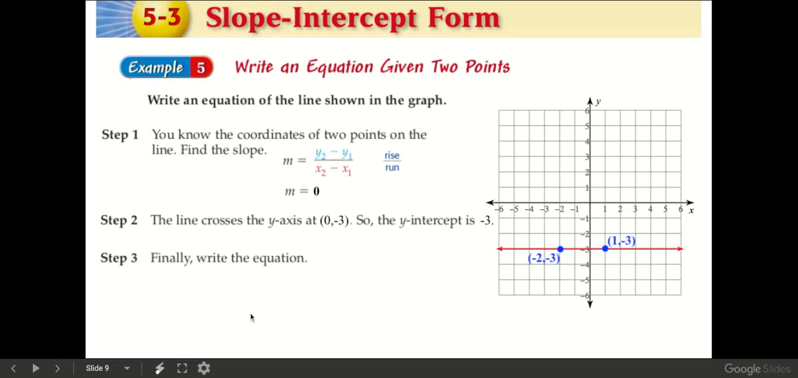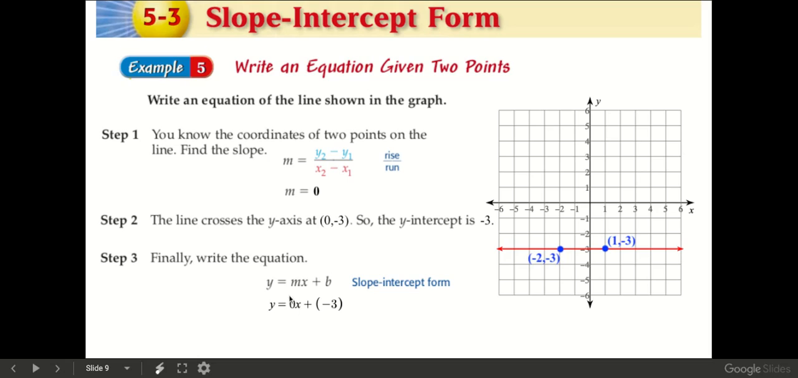And finally, I'm going to go ahead and write the equation. So again, this is my slope-intercept form. We found our slope. Our slope is 0, which makes sense. If it's rise over run, it doesn't go up at all. All it does is run. So my rise would be 0, and my run can be whatever number you want it to be. So if my slope is 0 and my y-intercept is -3, it would look something like this: y equals 0x plus -3.